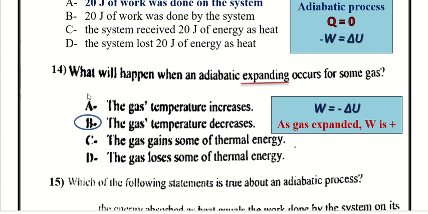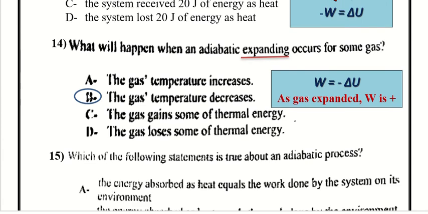Question number 14. What happens when an adiabatic expansion occurs for some gas? As the gas expands, the work done is by the system, so the work done will take a positive sign. So the change of the internal energy will take a negative sign, so the temperature will decrease. Of course, as the gas expands, the temperature will decrease.